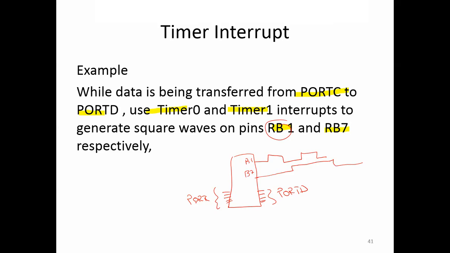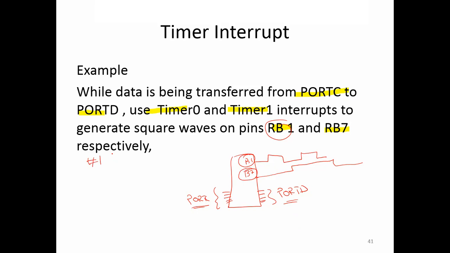Here, how many parts do we need in our program? 5 parts. So what is the main task? The main task is sending the data from port C to port D. And we have 2 ISRs: one ISR for Timer 0, for example, to generate this delay, and another ISR for Timer 1 to generate this delay.